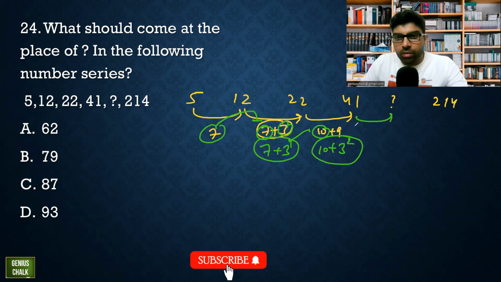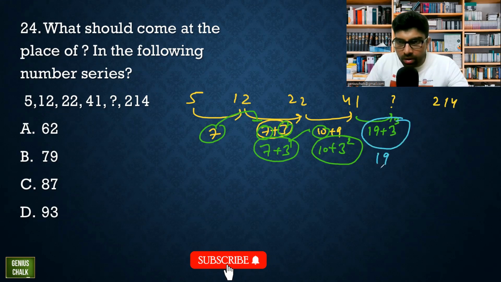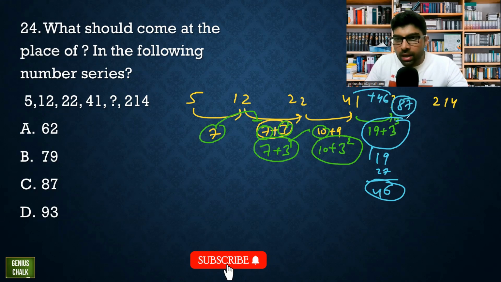And then what should be next now? It must take 19 and it must take the next power of 3 into consideration. That is 19 plus 27, so this is 46. So 41 plus 46 has to be 87. Let's confirm. Now it is 46 already. Next must be 3 to the power 4, and that is 81.